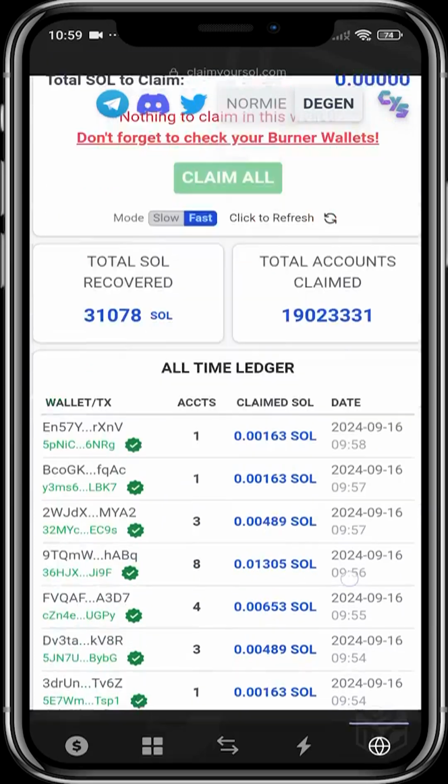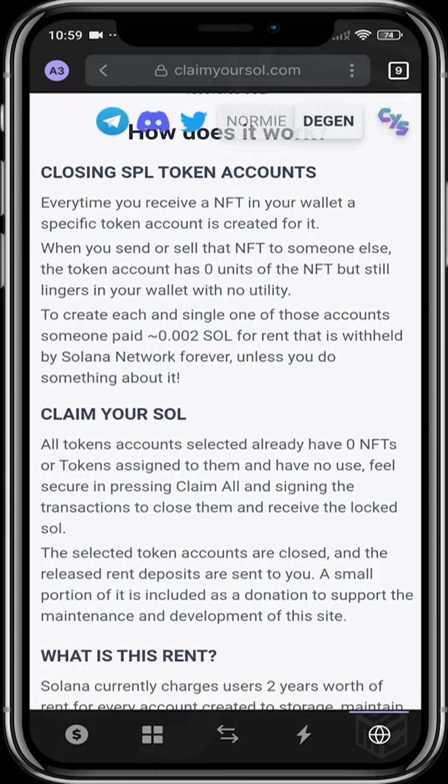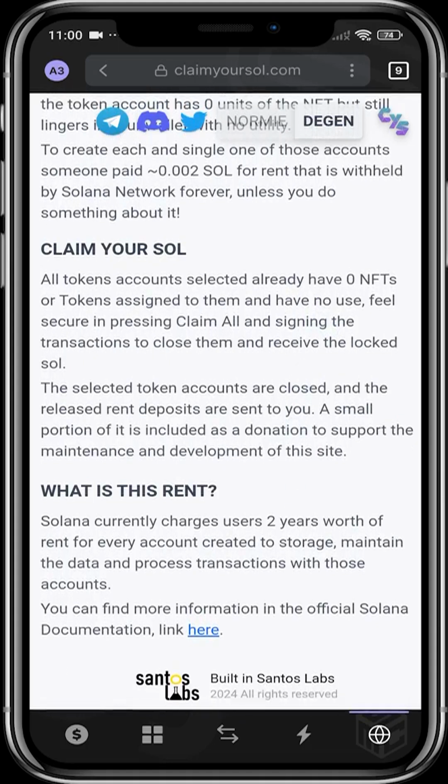So basically, let me just explain this further, right? If you come here, you can see that every time you receive an NFT in your wallet, a specific token account is created for it. When you send or sell that NFT to someone else, the token account has 0 units of the NFT, but still lingers in your wallet with no utility. To create each and every single one of these accounts, someone paid 0.002 SOL for rent, which is withheld by the Solana network forever unless you do something about it. So you can claim your soul, right? This is called rent. Solana currently charges users 2 years worth of rent for every account created, for storage and to maintain the data and process transactions with those accounts, right?